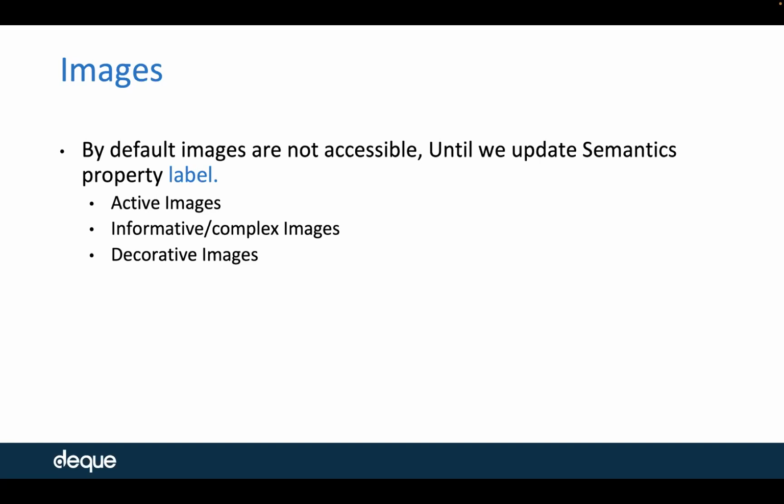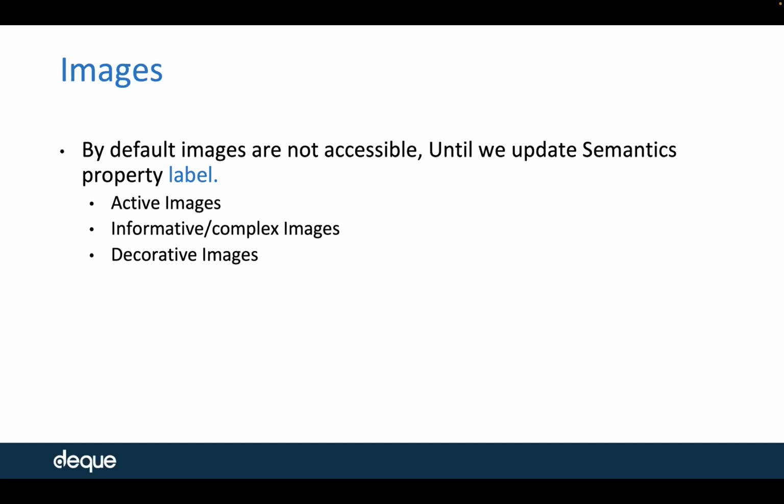We need to use the label property of the Semantics widget. If it is an active image, make it a child of the Semantics widget and update the label property with what that image's interaction will do. If it is an informative or complex image, whatever the alternative text for that image is, we have to update it in the label property of the Semantics widget.